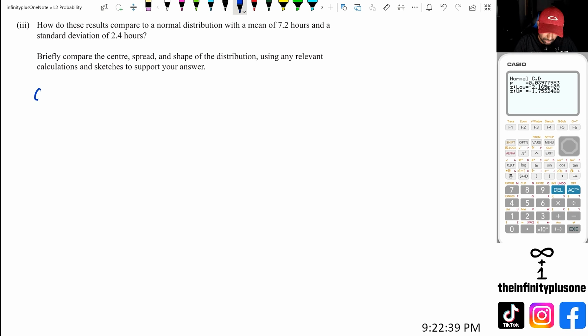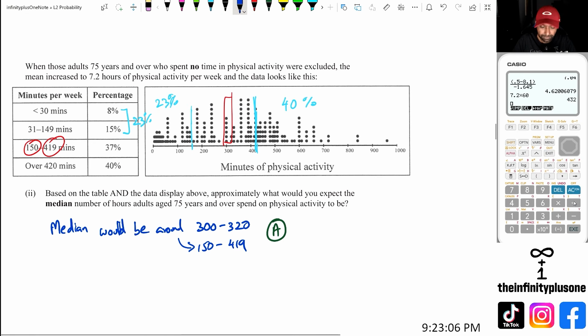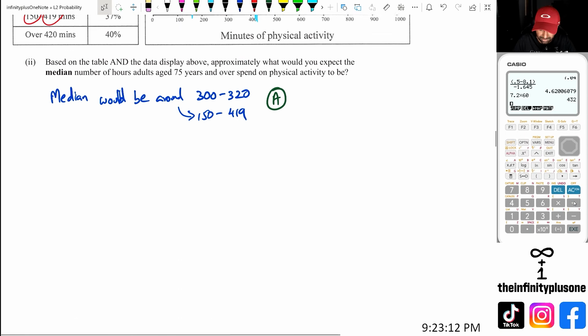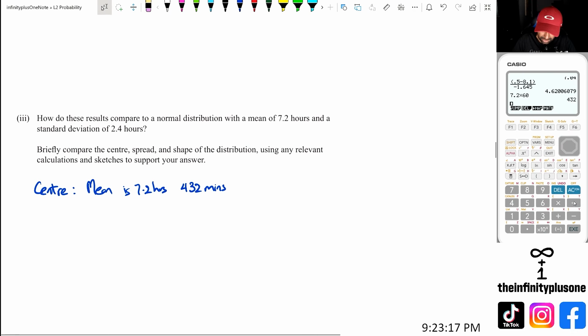First, we'll do the center. The first thing about the center is that the mean is 7.2 hours. We want to convert 7.2 hours into minutes. So 7.2 times 60 gives us 432 minutes. Now, if you go back and look at it, our median that we said was going to be between 150 and 419. That's definite. We know the median is between 150 and 419. That's the biggest range that we could look at.